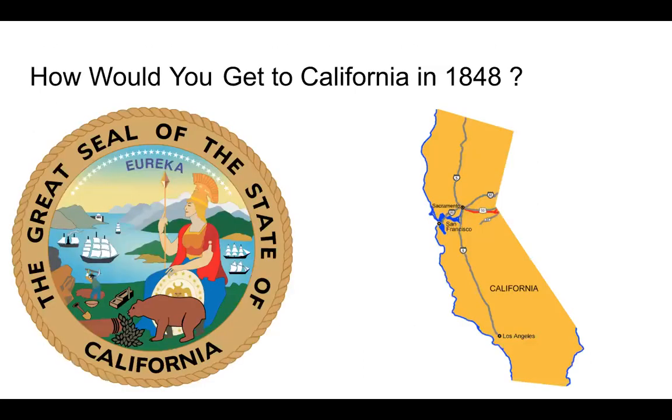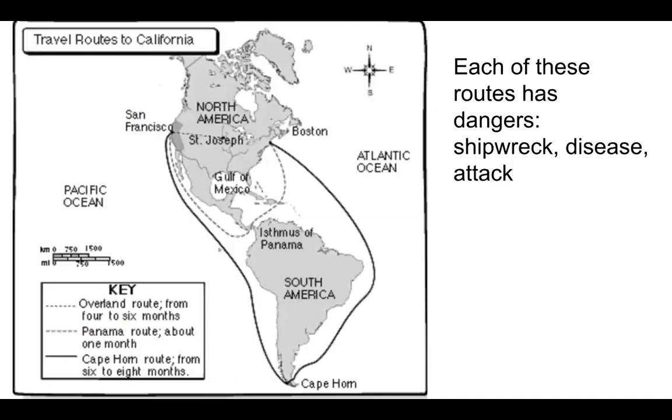So how would you get to California in 1848? So start kind of figuring out what kinds of modes of transportation do we have in 1848. And so hopefully you'll get answers like riding a horse or walking or taking a ship. And so those are our options. So there's going to be different routes that you can take to get to California, but none of them are terribly easy. So there's going to be advantages and disadvantages to each.